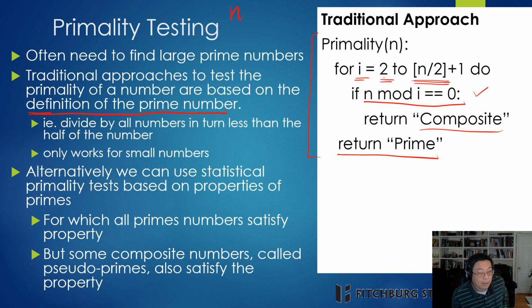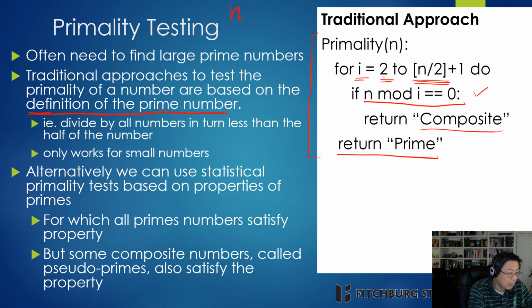But we need to realize that this program can only test n when n is a very small number, probably less than a couple of billion. It's not a huge number, because in network security, in encryption algorithms, we need to test the primality of numbers which contain a couple of hundred digits. It's a very, very long number. In this case, the traditional approach is never going to work.